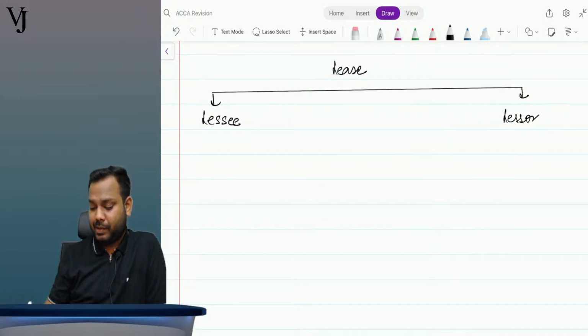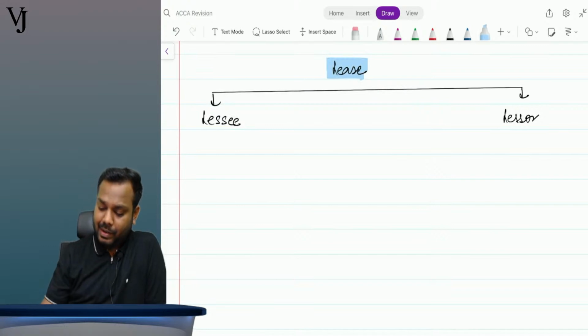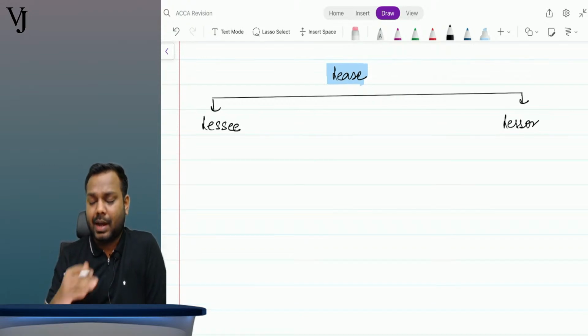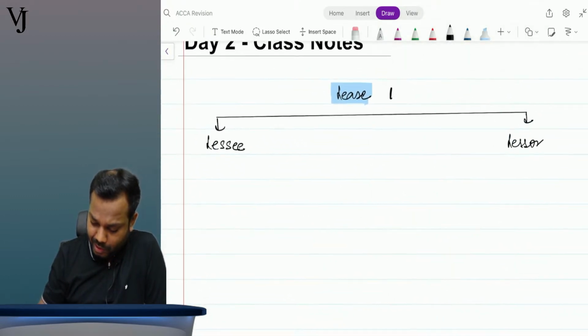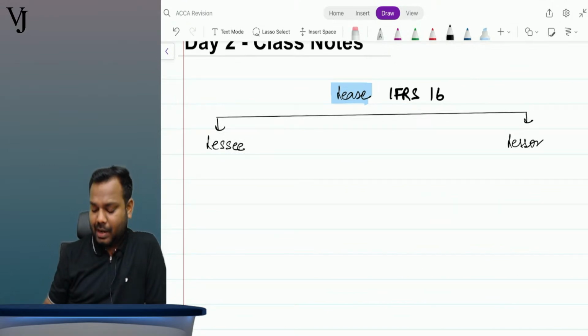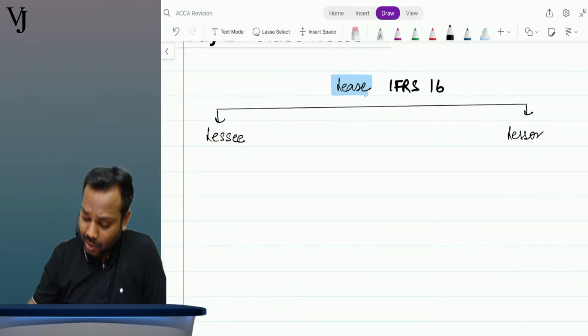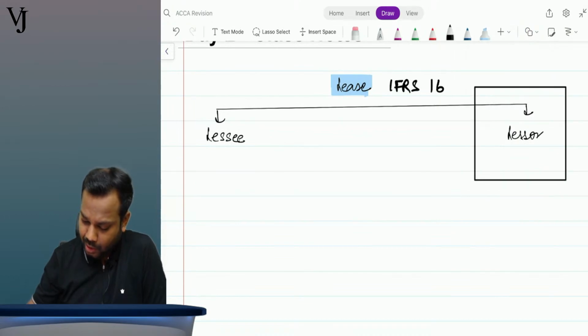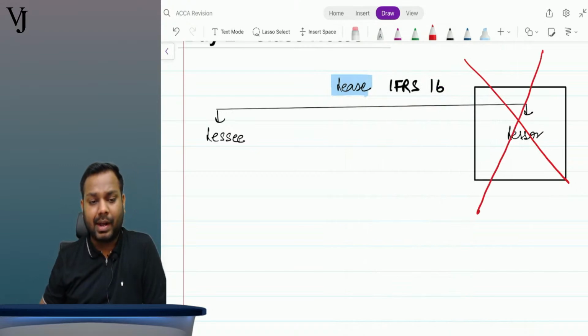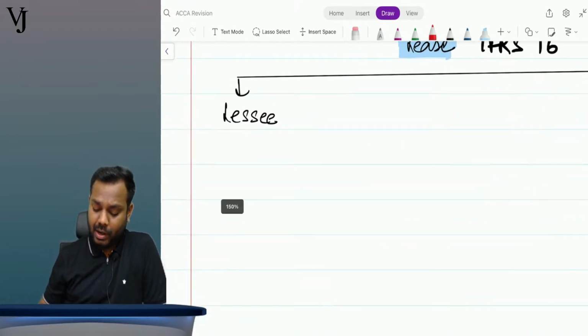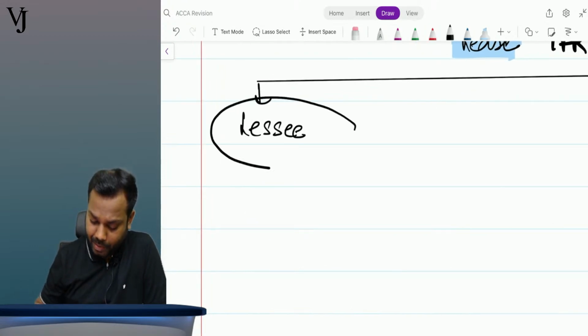Now, lessee and the lessor. Lessee accounting and lessor accounting are both covered in IFRS 16, and IFRS 16 says that there is a lessee and there is a lessor. Now, lessor accounting is not in our syllabus of Financial Reporting. You will study lessor accounting at SBR level but not at FR level, so we will not discuss the lessor accounting part. Now let's come to the lessee accounting part.